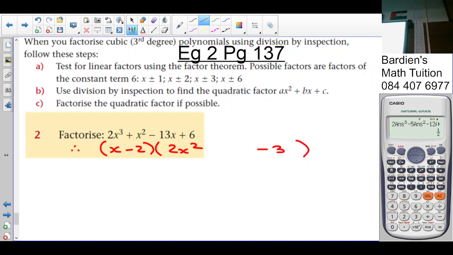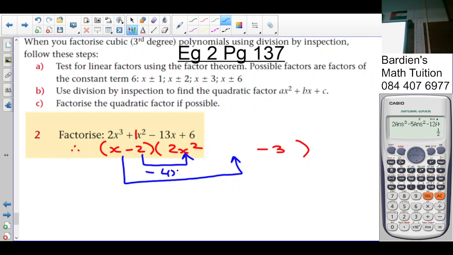We must end off with 1x squared, not so. The only way I'm going to get that is by multiplying a constant by an x squared or an x by an x. That's how I get x squared. Not so. So, what's negative 2 times 2x squared.